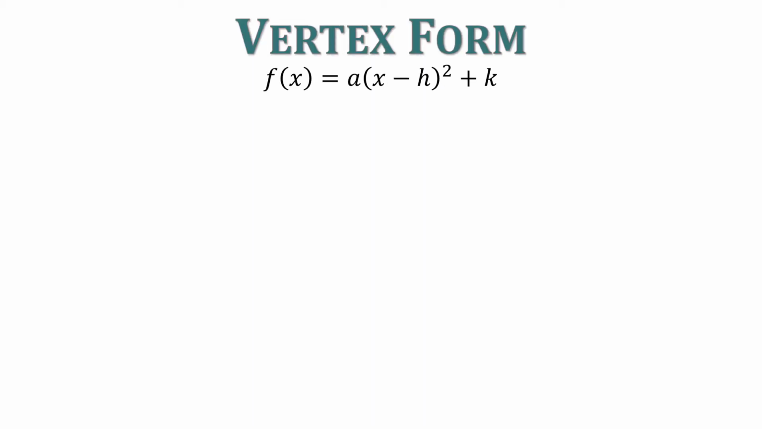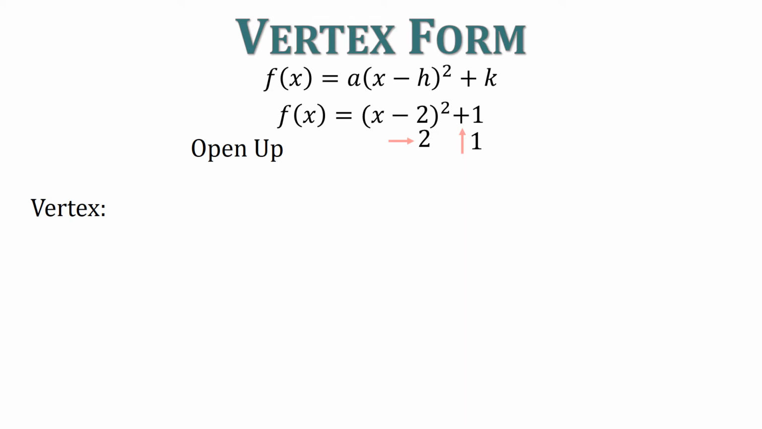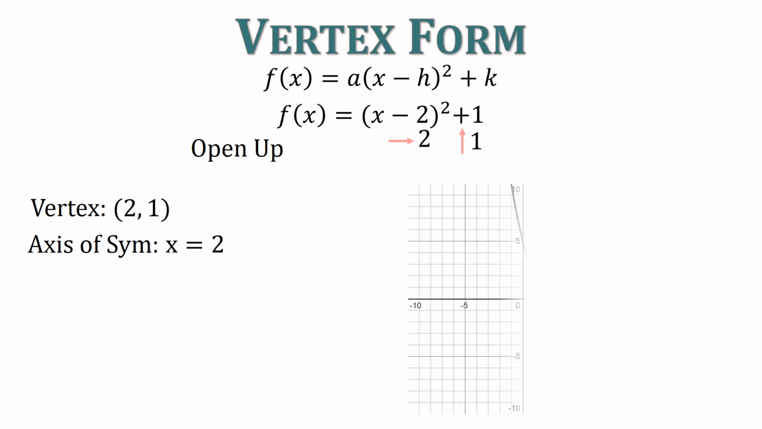Vertex form of a quadratic function is f(x) = a(x - h)^2 + k. Let's break down what all this means. So here we have a function (x - 2)^2 + 1. What we notice is that our a is positive because our a is 1, and so it's going to open up. We see that there's a -2 on the inside, which means we're going to move to the right 2, and a +1 on the outside, which means we're going to move up 1. Since we move to the right 2 and up 1, our vertex is (2, 1). And because the x value of our vertex is 2, our axis of symmetry is x = 2.